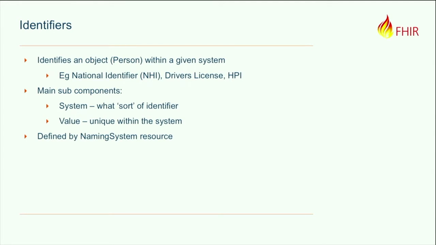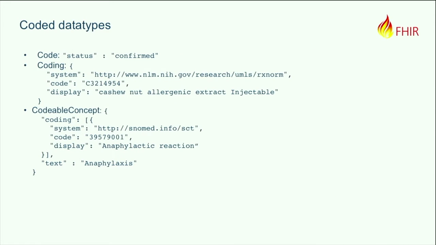Identifiers. An identifier is a particular data type you should be aware of. It's something like an NHI or a driver's license or a health provider index or something like that. It has subcomponents of a system and a value. Now, the reason why I hurried on is here are where your examples sit. So I want to talk about coded elements in particular. In FHIR, we have 3.5 coded elements.